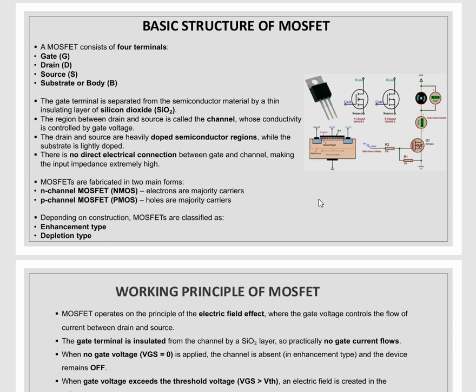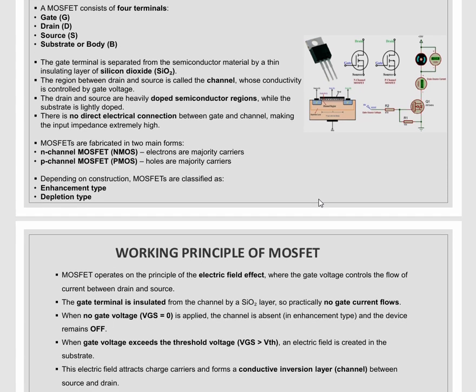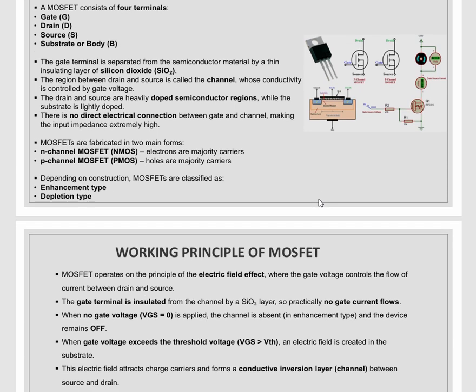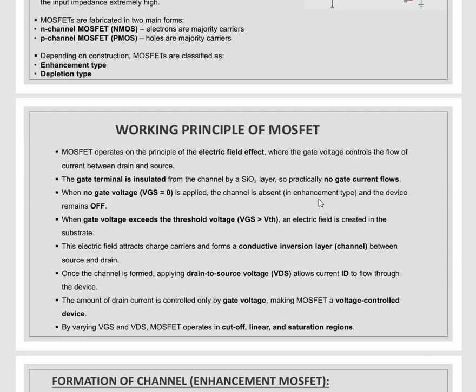MOSFETs are fabricated into two main forms. First is N-channel MOSFET, where electrons are the majority carriers, and second is P-channel MOSFET, where holes are the majority carriers. Depending on construction, MOSFETs are classified as enhancement type and depletion type.